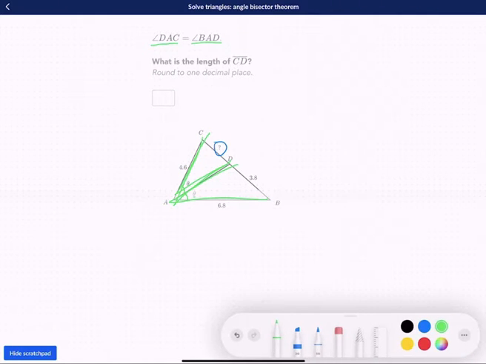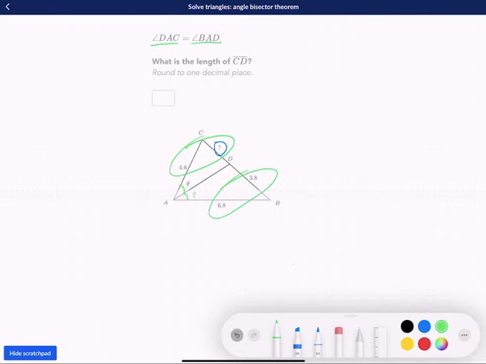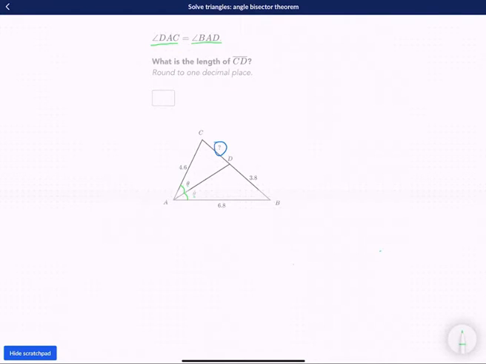Okay, so those two angles are congruent, which means whenever you have an angle bisector like that, these sides right here are going to be proportional to those sides right there. They're going to be equal to each other. So let's set up a ratio of this side and this side really quick.